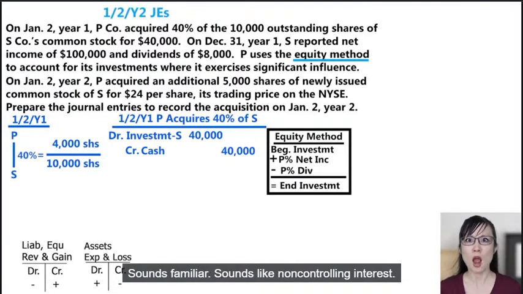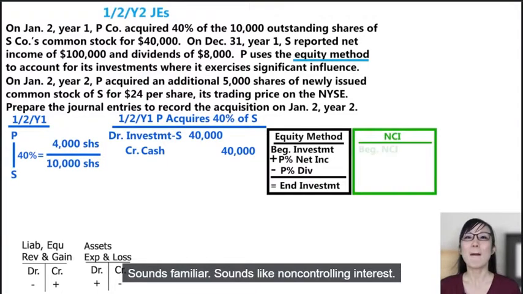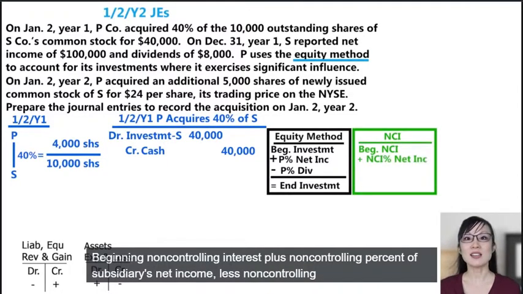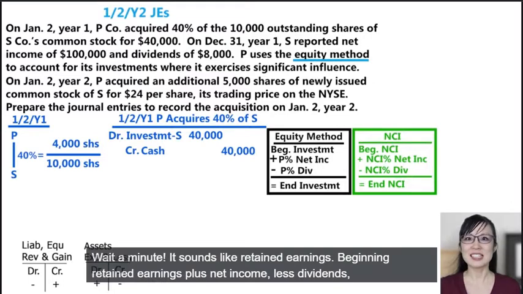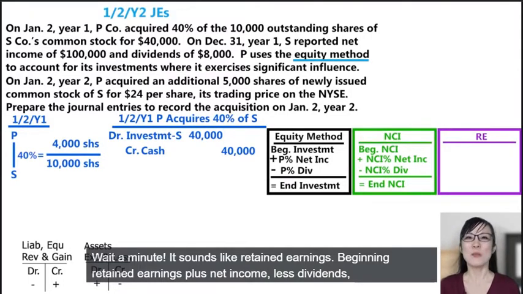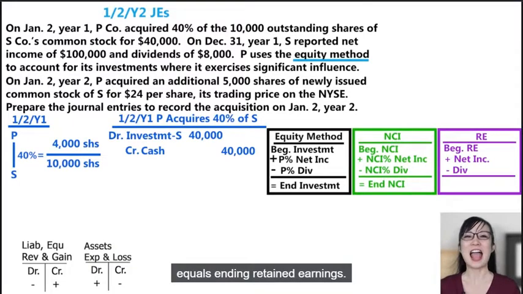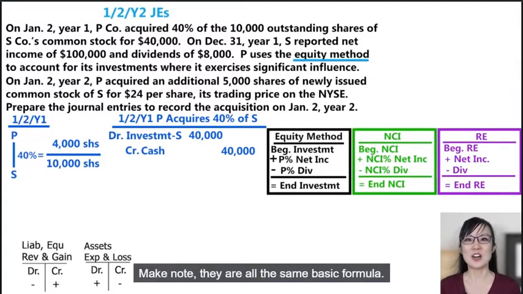Sounds familiar. Sounds like non-controlling interest. Beginning non-controlling interest plus non-controlling percent of subs net income less non-controlling percent of subs dividends equals ending non-controlling interest. Wait a minute, it sounds like retained earnings. Beginning retained earnings plus net income less dividends equals ending retained earnings. Make note, they are all the same basic formula.